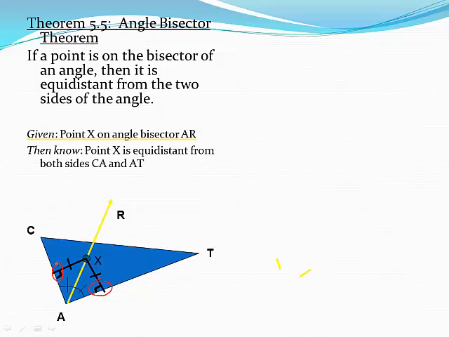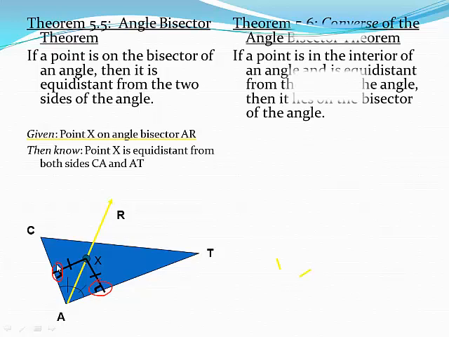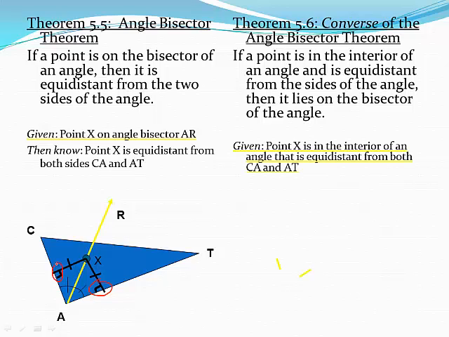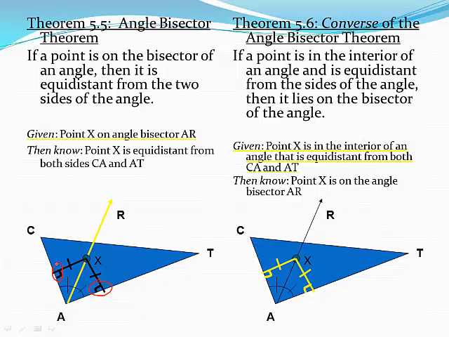Remember, the distances have to be perpendicular segments. The converse is also true, because we've been talking about converses, like the perpendicular bisector converse. Now we have the angle bisector converse as well. If we know a point is in the interior of an angle and is equidistant from the sides of the angle, then it lies on the bisector of the angle. So we know first what's in yellow, and we conclude that point X is on the angle bisector.